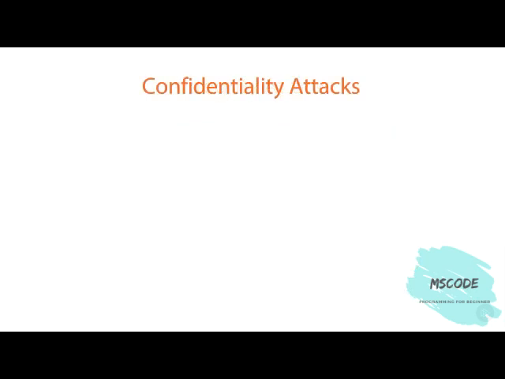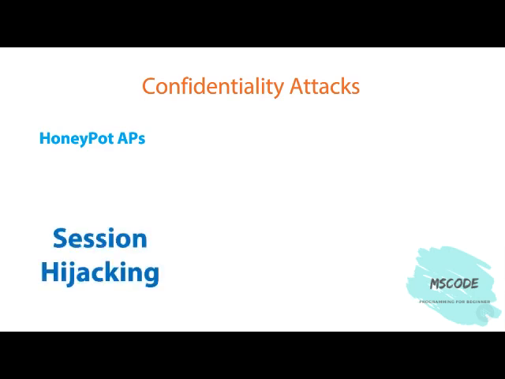As far as confidentiality attacks are concerned, Wi-Fi opens us up to several of these. One of them being, obviously, honeypot APs. This is simply where an access point SSID is set up to be the same as a legitimate access point. There's also session hijacking. This is again very similar to what we see with the wired network, but it's where we manipulate the network so that the attacker's host appears to be the desired destination.